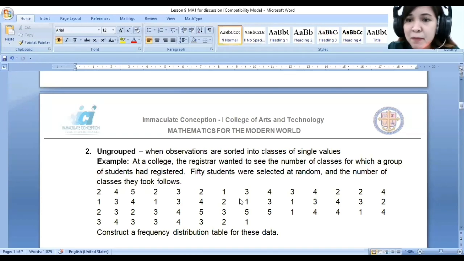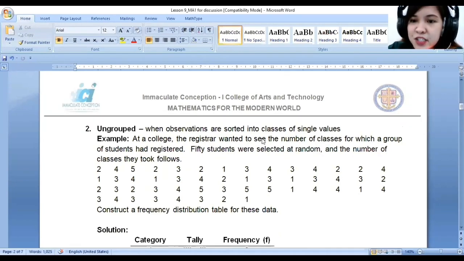Okay? Let's say for example, at a college, the registrar wanted to see the number of classes for which a group of students had registered. 50 students were selected at random and the number of classes they took follows. So, it means, who is our researcher? Our researcher here is the registrar, the school registrar. And then, what's his or her purpose? His or her purpose is to determine the number of classes each student registered. Kung ilan bang klase yung ni-register mo.